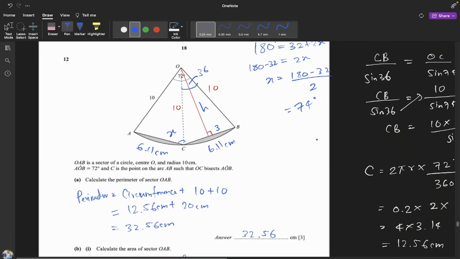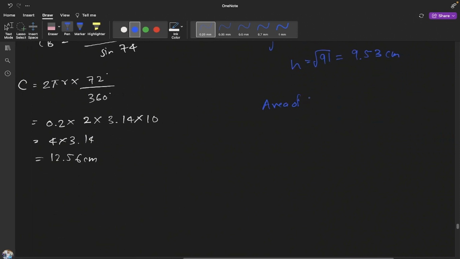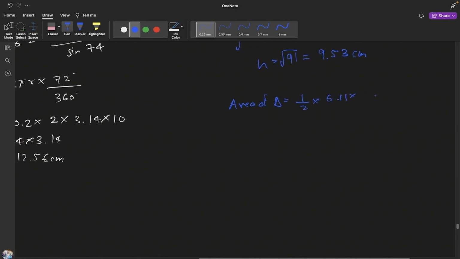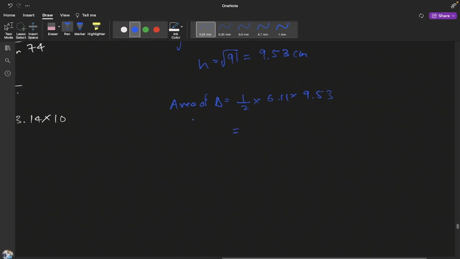So you can find the area of the triangle. I'll do it here. Area of triangle is given by half into base 6.11 into height 9.53. But remember, we have two triangles, so we can put two triangles and multiply it by 2. This half and this 2 get cancelled. 6.11 multiplied by 9.53. The answer is 58.22 centimeters squared. Okay, good.